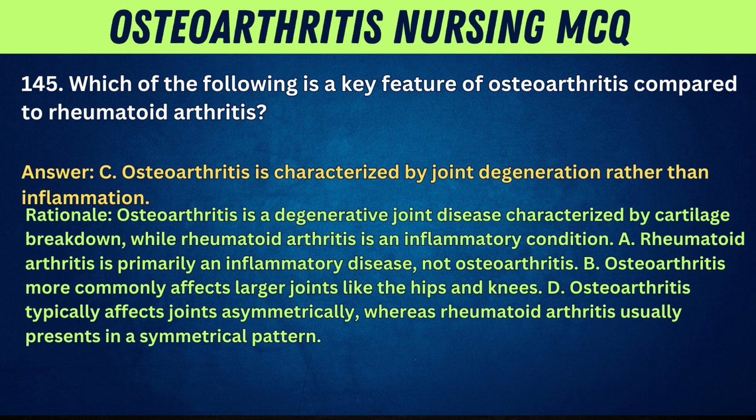Rationale: osteoarthritis is a degenerative joint disease characterized by cartilage breakdown, while rheumatoid arthritis is an inflammatory condition. A. Rheumatoid arthritis is primarily an inflammatory disease, not osteoarthritis. B. Osteoarthritis more commonly affects larger joints like the hips and knees. D. Osteoarthritis typically affects joints asymmetrically, whereas rheumatoid arthritis usually presents in a symmetrical pattern.